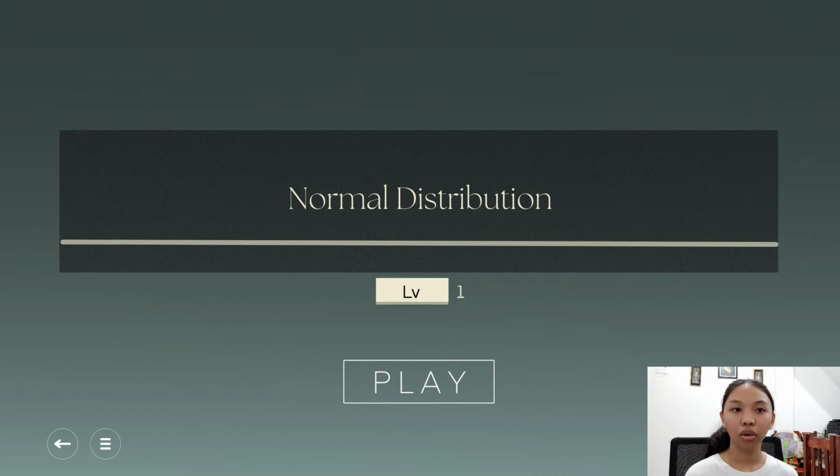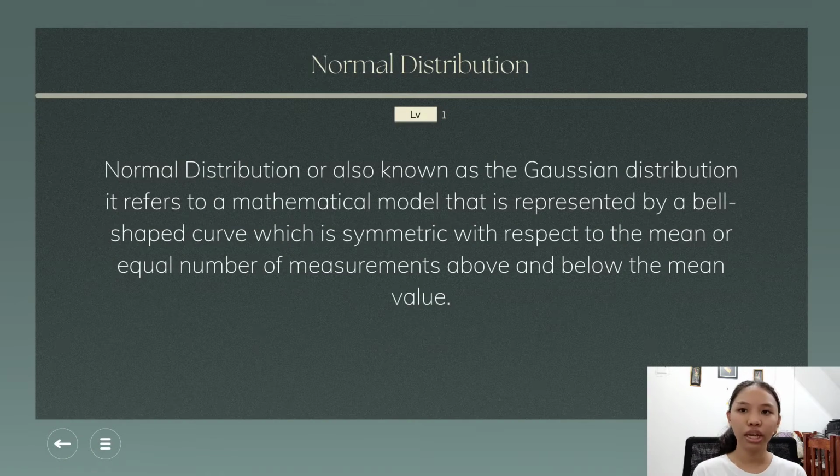Normal distribution. What do you think normal distribution is? Well, a normal distribution, also known as the Gaussian distribution, refers to a mathematical model that is represented by a bell-shaped curve which is symmetric with respect to the mean, or the number of measurements above and below the mean value. And this is an example of a bell-shaped curve.